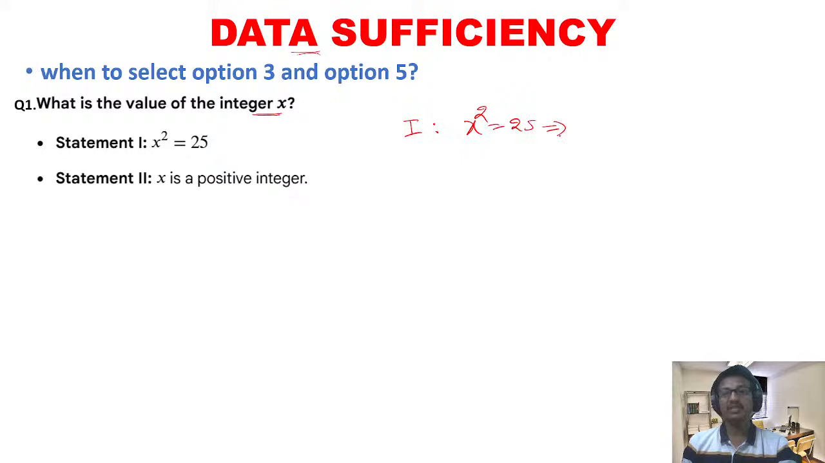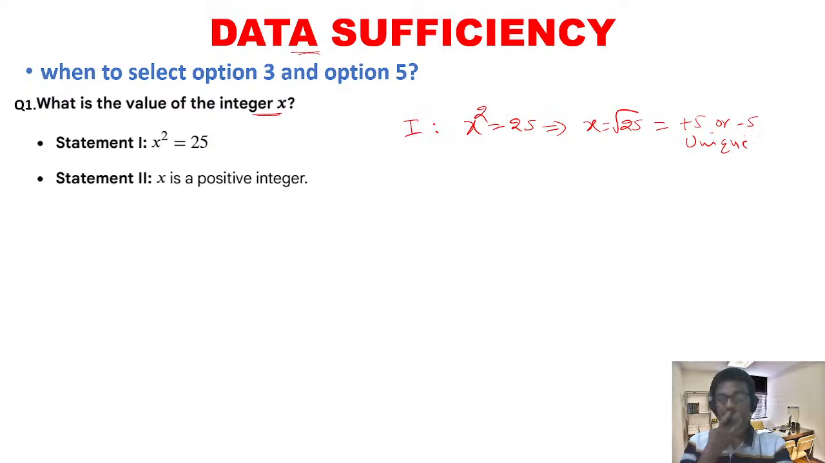So this leads to the x value, which can be found by taking the square root of 5. The square root of 5 can be either plus 5 or minus 5. That means statement 1 alone cannot give you a unique solution. It is not giving you a unique solution.